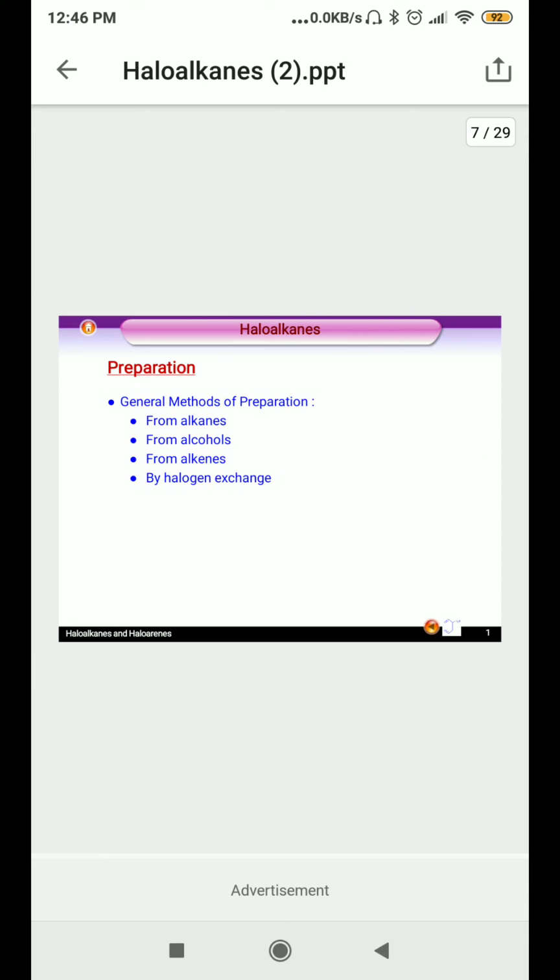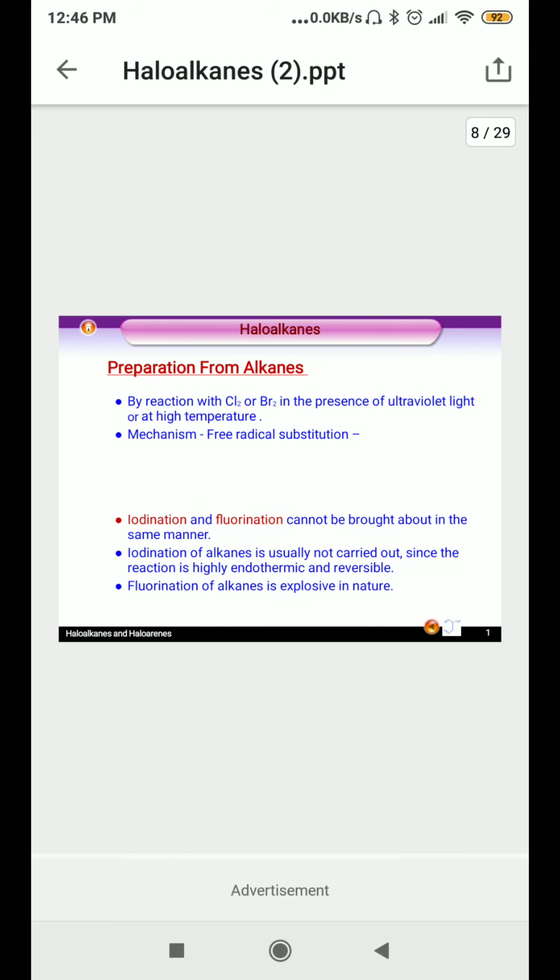Very important portion now: the preparation of haloalkanes. You have to write down all the reactions of organic chemistry. I have been telling you in all my videos that chemistry is actually very easy. The only thing is your concept has to be clear, and there are a few reactions which you have to learn by heart. The more you practice, the more confidence you develop in chemistry. Let's discuss preparation from alkanes, from alcohols, from alkenes, and by halogen exchange.